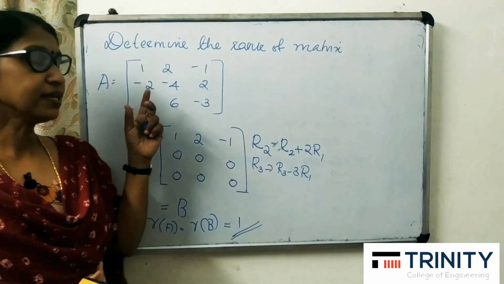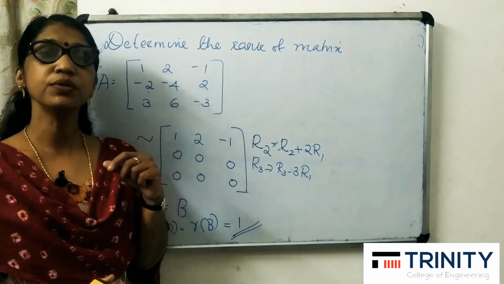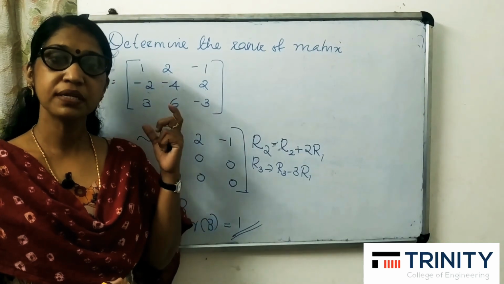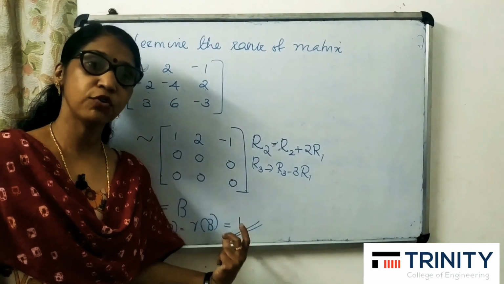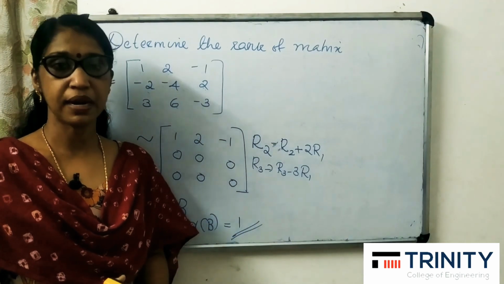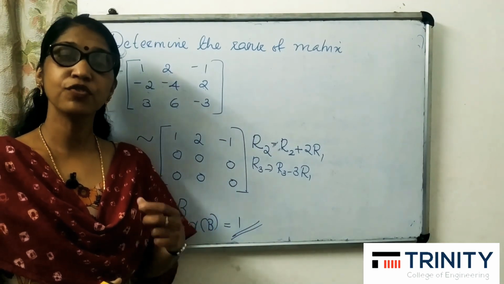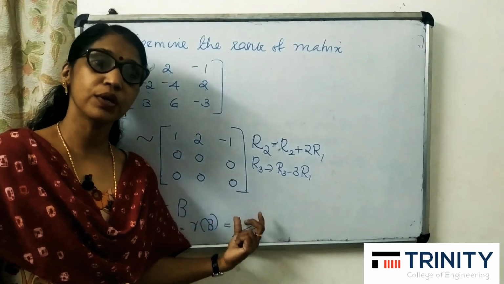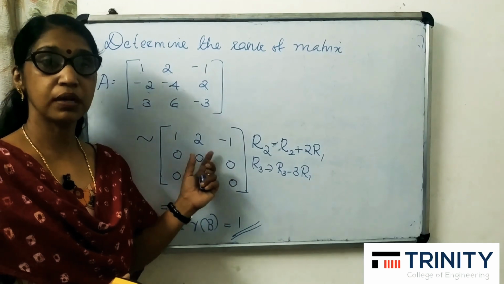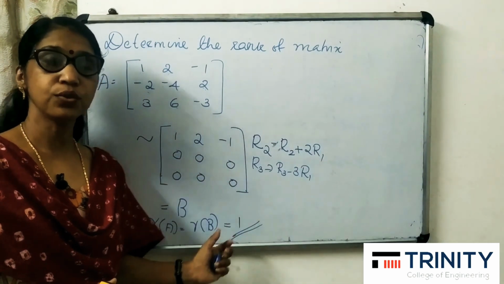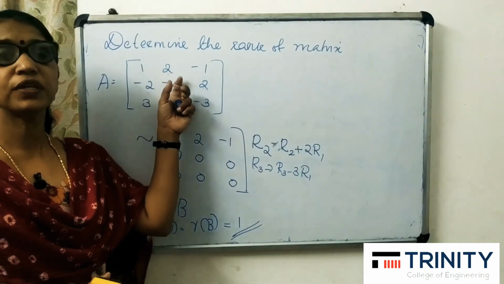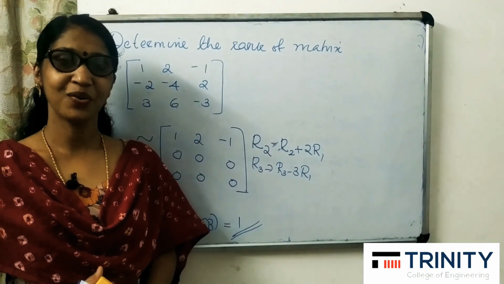So using elementary transformations, we reduced the given matrix to row reduced echelon form, and the first matrix A and the last obtained matrix are equivalent matrices, and equivalent matrices have the same rank. Rank is the number of non-zero rows in the row reduced echelon form, and here the number of non-zero rows is 1, so rank of B is equal to 1, which equals rank of A. So the rank of the given matrix is 1. Okay, thank you.